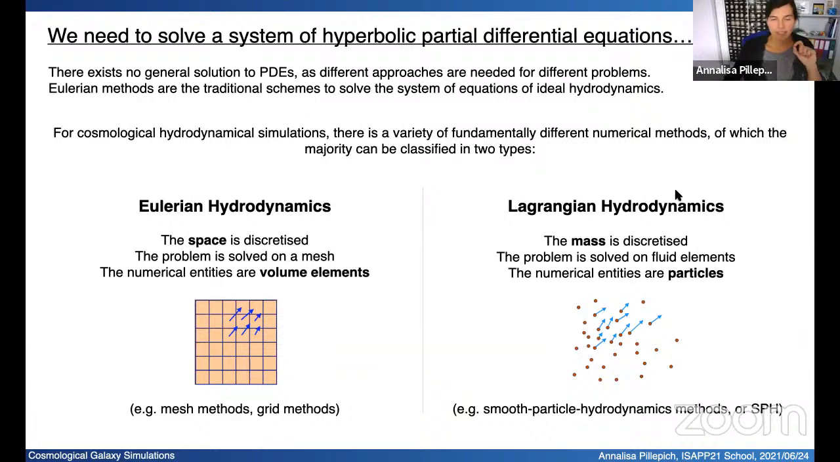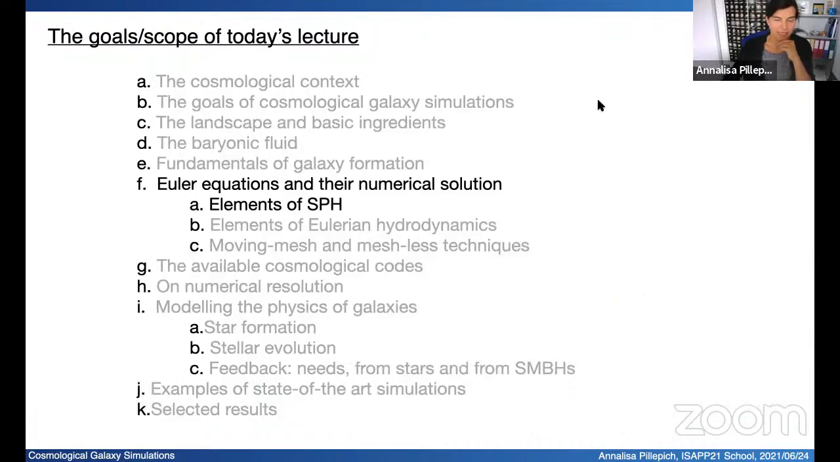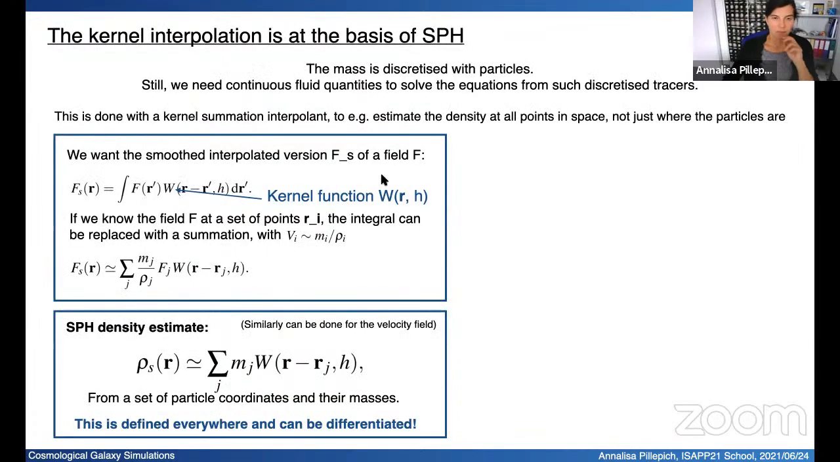In the Lagrangian schemes, the mass is discretized, the problem is solved on fluid elements, and numerical elements are, say, particles. In fact, the method we usually apply is called smooth particle hydrodynamics, or SPH. I'm gonna describe a little bit of details of both. Now, in SPH, the mass is discretized with particles.